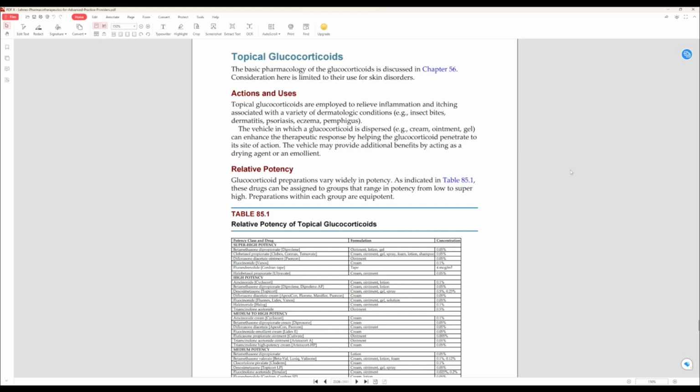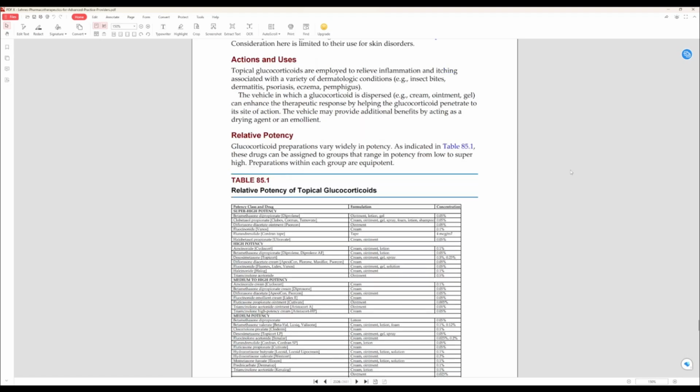The vehicle in which a glucocorticoid is dispersed, whether it be a cream, ointment, or gel, can enhance the therapeutic response by helping the glucocorticoid penetrate to its site of action. The vehicle may provide additional benefits by acting as a drying agent or as an emollient.